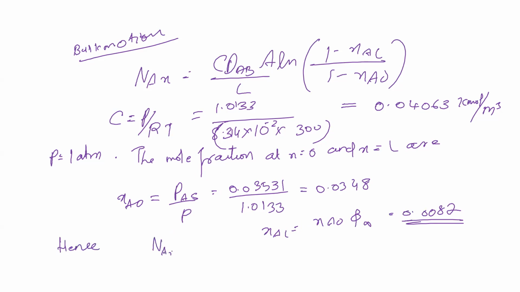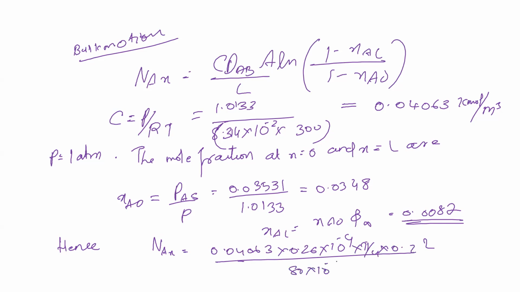Hence, we can write NAx equal to 0.04063 into 0.26 into 10 raised to minus 4 into pi by 4 into 0.2 square by 80 into 10 raised to minus 3 into ln of 1 minus XAL, 0.0087, by 1 minus 0.0348. And that value comes to be 1.107 into 10 raised to minus 8 kilomole per second.